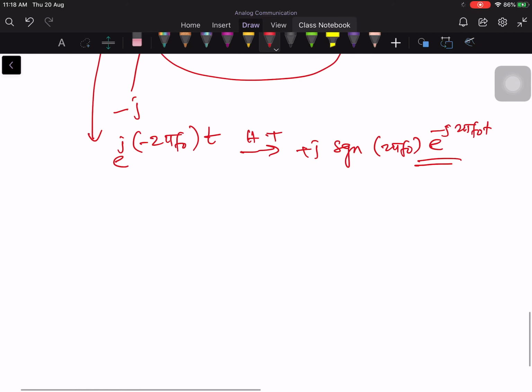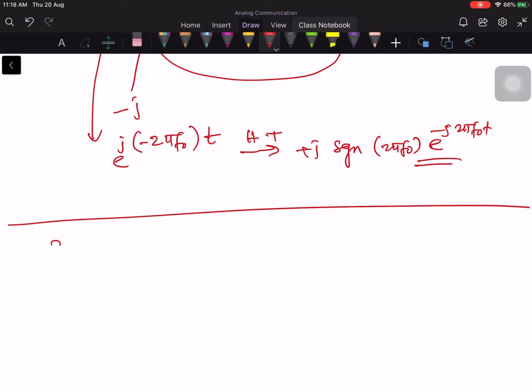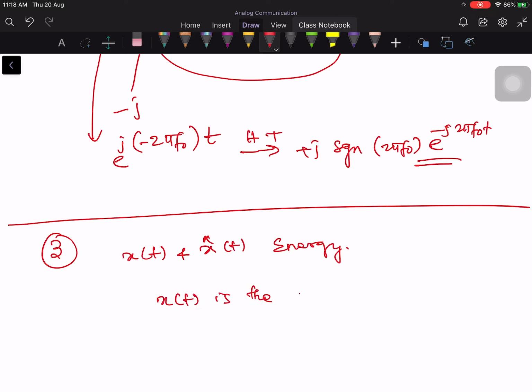Now the next property is, what can you say about energies of x of t and x hat of t? Is there any difference in energy? Will it be same or will it be different? That's what we need to find out. Okay, the answer is the energy of x of t is the same as the energy of x hat of t.